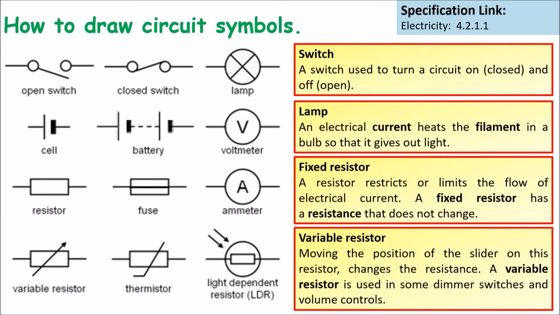A variable resistor, however, is one where moving the position of a slider on the resistor changes the resistance. So the variable resistor is used in something like a dimmer switch or a volume control.